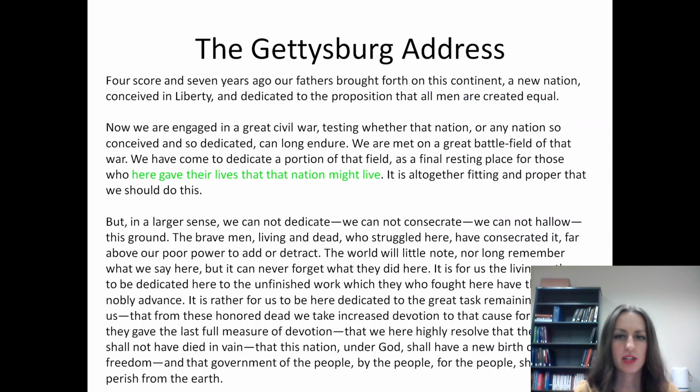All right, we're going to jump down here to this phrase. "As a final resting place for those who here gave their lives that the nation might live." All right, this is not a perfect, but a decent example of a parallelism. So we have these parallel concepts of the men who gave their lives that the nation might live. It's drawing that connection, that parallel between the lives of men and the life of the nation. The men have to give their lives so that the nation will live, right?